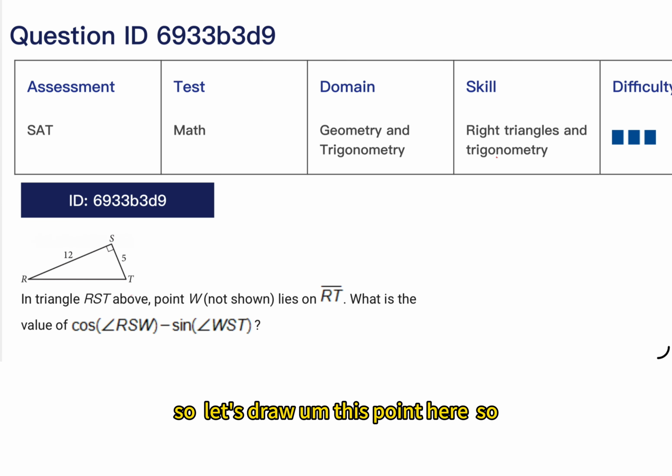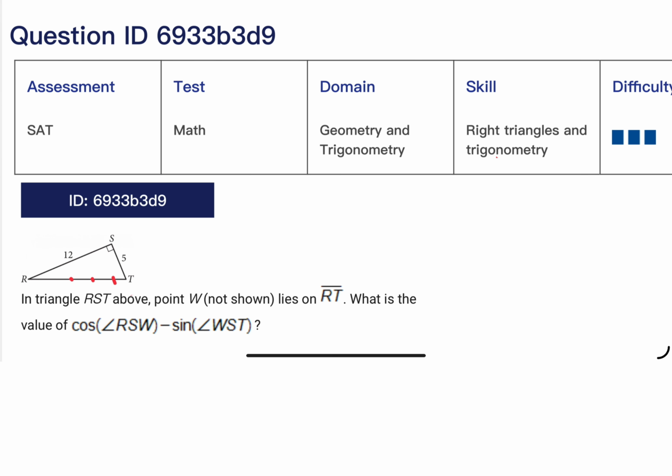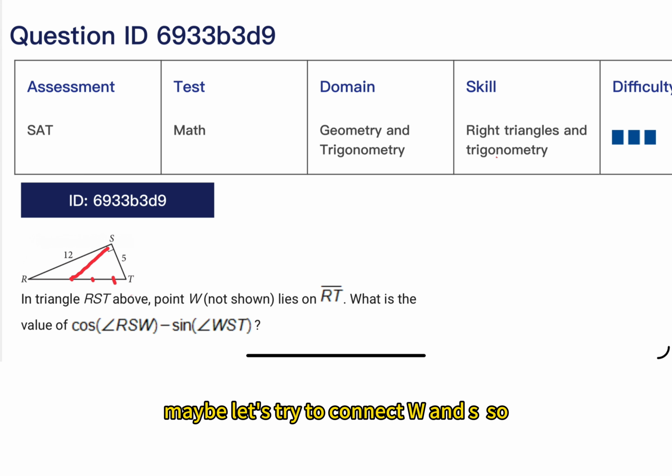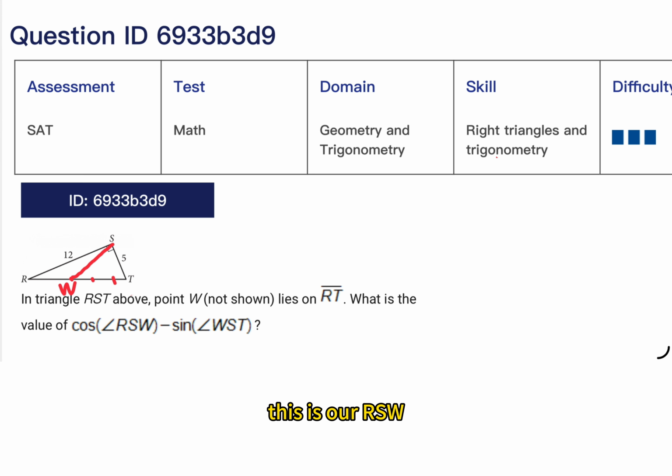Okay, so let's draw this point here. So the W might be here, might be here, might be here. Then we should draw this. Maybe let's try to connect W and S. So this is our RSW and this is our WST. And what can you notice?